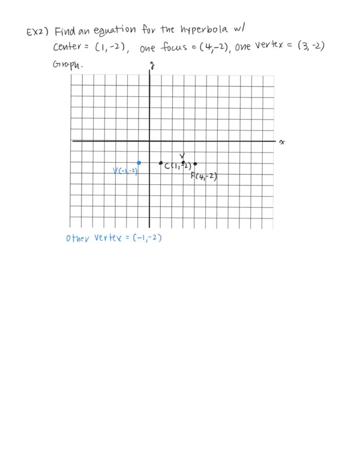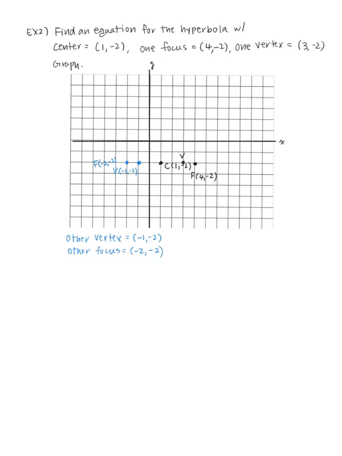Now let's go with the foci. So the distance from the center to the focus is 1, 2, 3. So we're going to do the same thing. It looks like our focus is going to be right here, which is, what is that? (-2, -2). So the other focus is at (-2, -2).